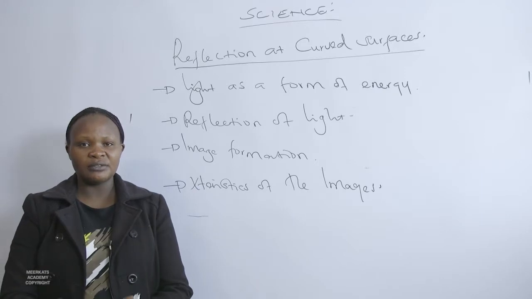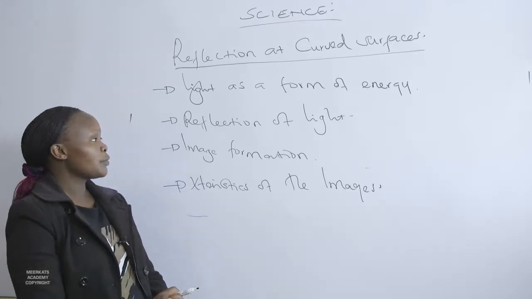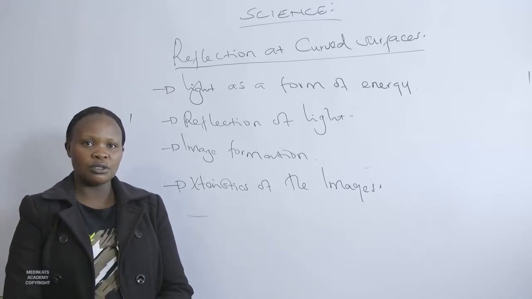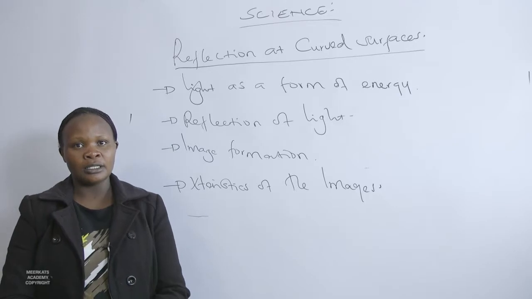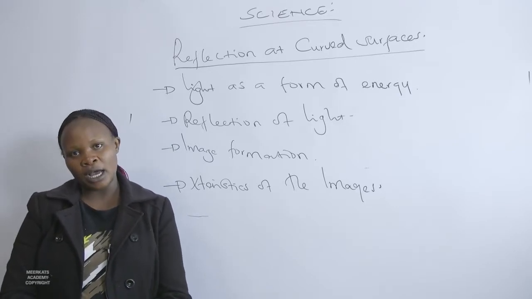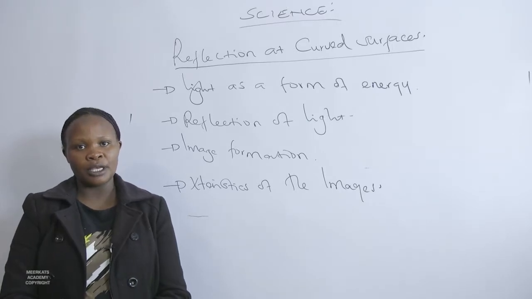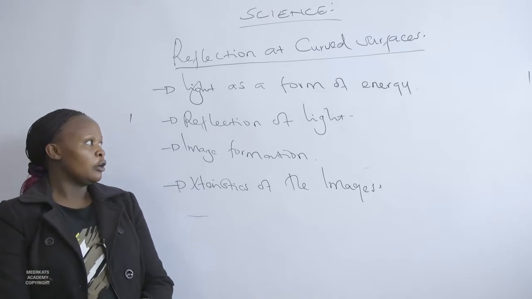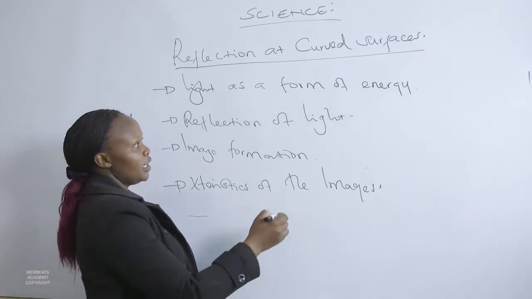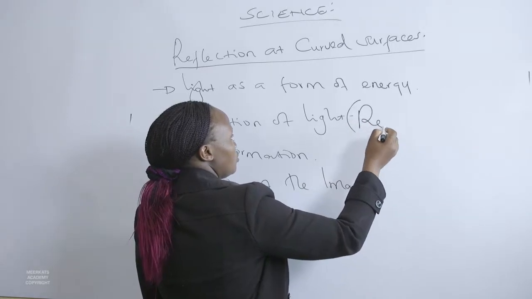First, we will define light as a form of energy. This time, we do not want to change it into any other form. Rather, we want to find out how it is applied when we are forming images as a result of reversibility of the path of light, a concept we are going to call refraction.